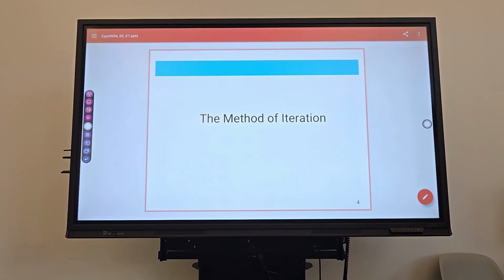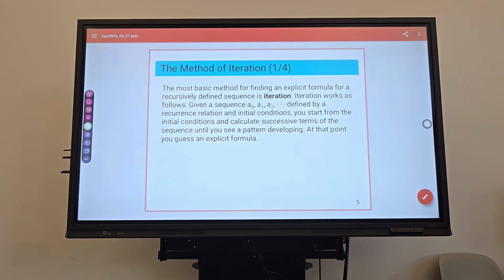The method of iteration. The most basic method for finding an explicit formula for a recursively defined sequence is iteration. Iteration works as follows. Given a sequence A, defined by a recurrence relation and initial conditions, you start from the initial conditions and calculate the successive terms of the sequence until you see a pattern developing. At that point, you guess an explicit formula.